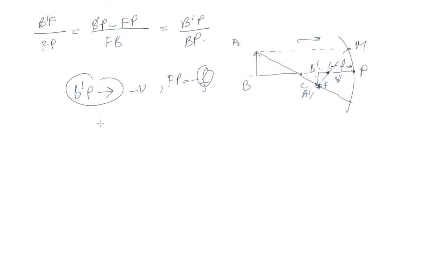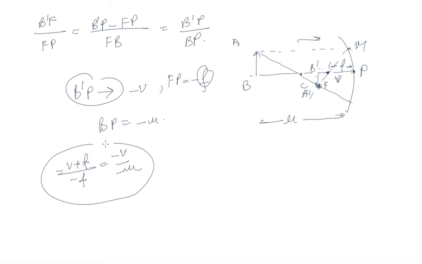And the last one, that is BP, from pole to here. What was the distance that we had established? It was U, therefore this is minus U. Now if you put this in your two equations, you have (minus V plus F) upon minus F is equal to minus V upon minus U. So this is what you have.